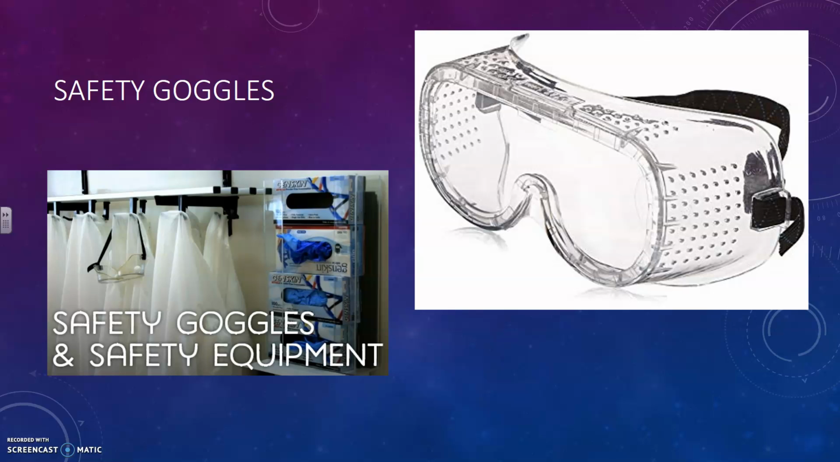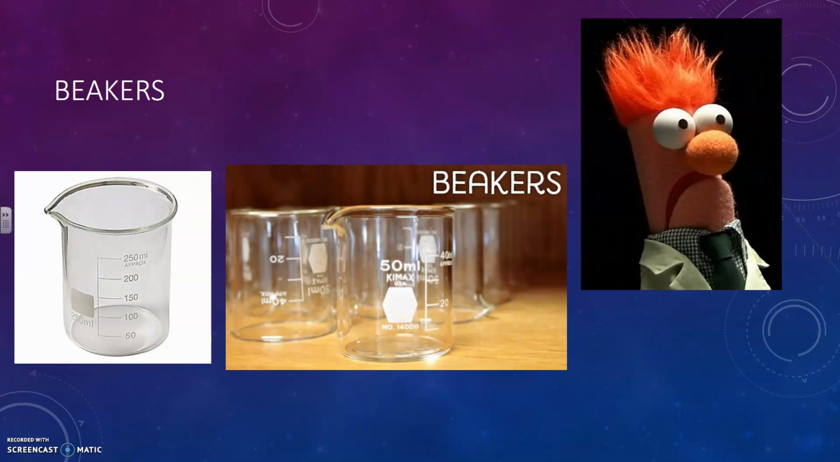You also have your lab aprons, which help protect your clothing from any kind of chemical spills or splashes, and you have your gloves, which protect you from chemicals that you're handling.